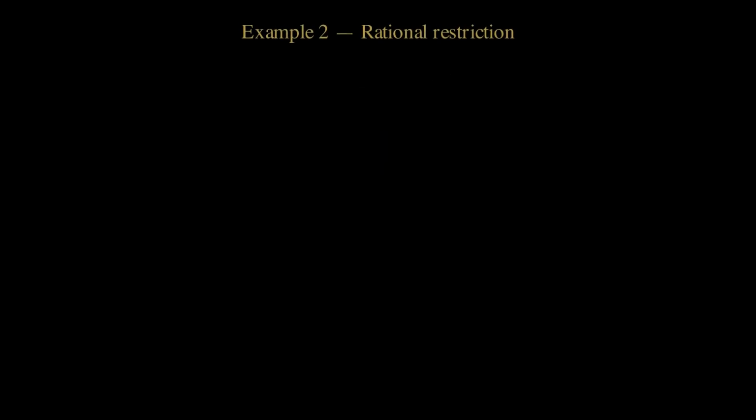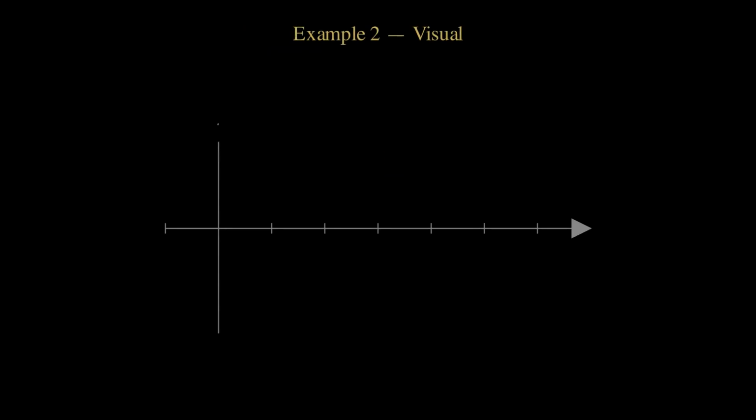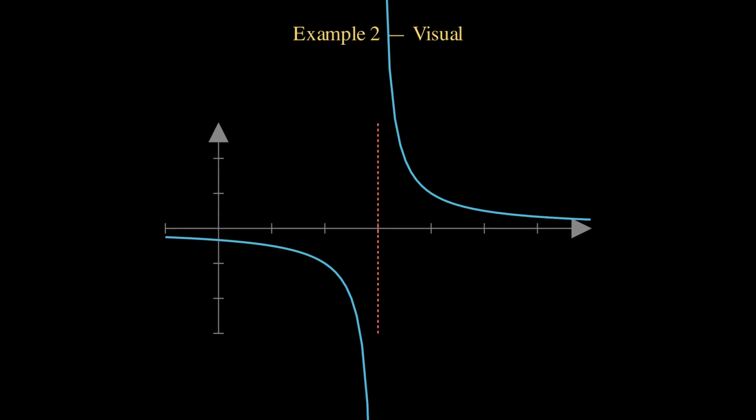Example 2. A rational function. Let f of x equal 1 divided by x minus 3. The denominator cannot be 0, so x cannot equal 3. The domain is all real numbers except 3. On a graph, you will often see a vertical asymptote where the function blows up near that excluded x value. For range here, y equals 1 over x minus 3 can never be 0, because a fraction is 0 only when its numerator is 0. So you can have domain restrictions from x and separate range restrictions from y even in the same function.